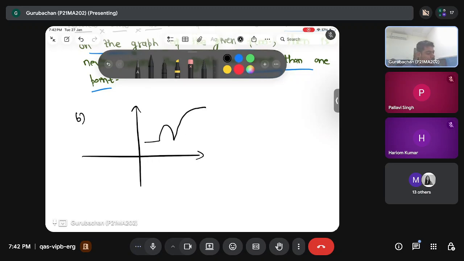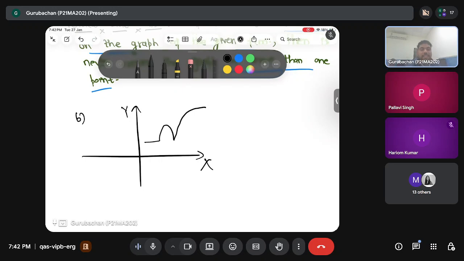What about this one? Tell me. It is a function, sir. Why? It will pass the vertical line test. Okay. Does anyone feel it is not a function?